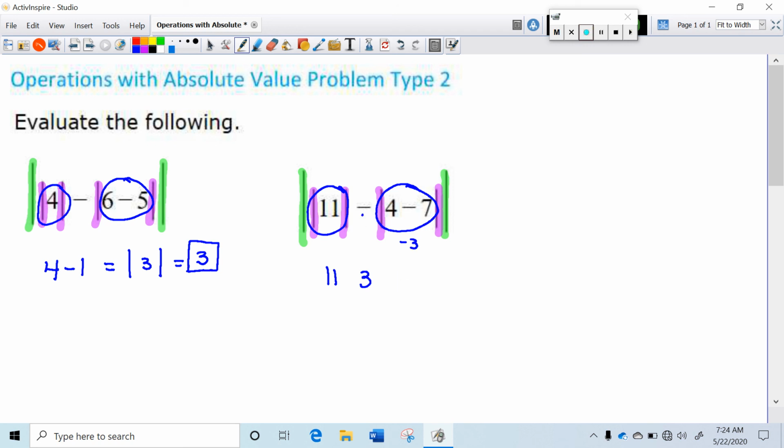Now this is considered subtraction. So I am going to write that down. So I still have the green absolute value symbols. 11 take away 3 is 8. And the absolute value of 8, just keeping it all positive, is 8.